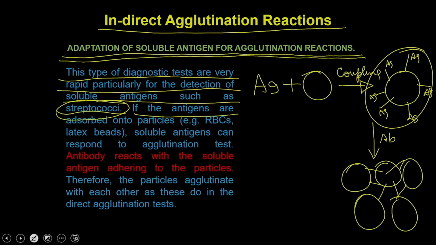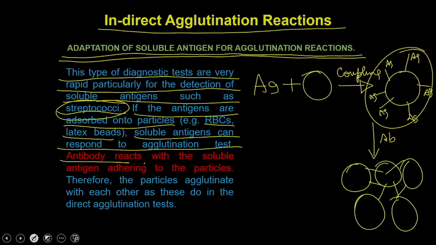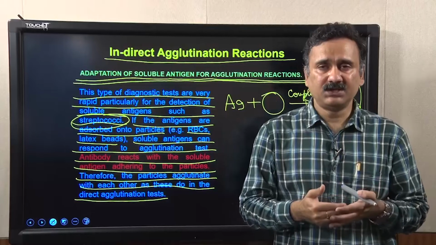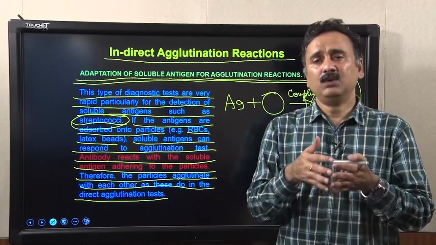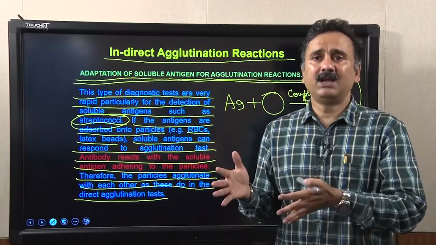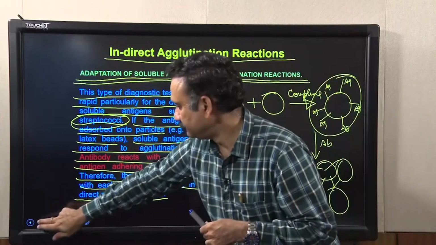If the antigens are adsorbed onto particles like RBCs or latex beads, the soluble antigens can respond to the agglutination test. The antibody reacts with the soluble antigens adhering to the particles. Therefore, the particles agglutinate with each other, as these do not have a direct agglutination test. So, the indirect agglutination test is only for those antigens which are soluble in nature, but you can develop agglutination reactions for them for easy diagnosis purposes.